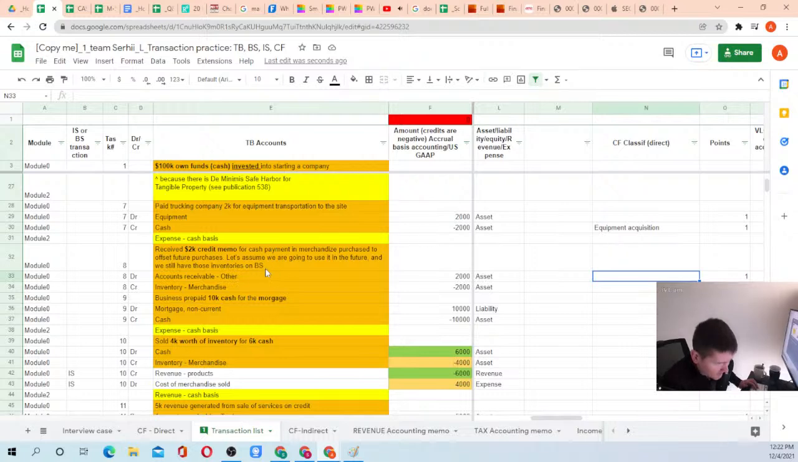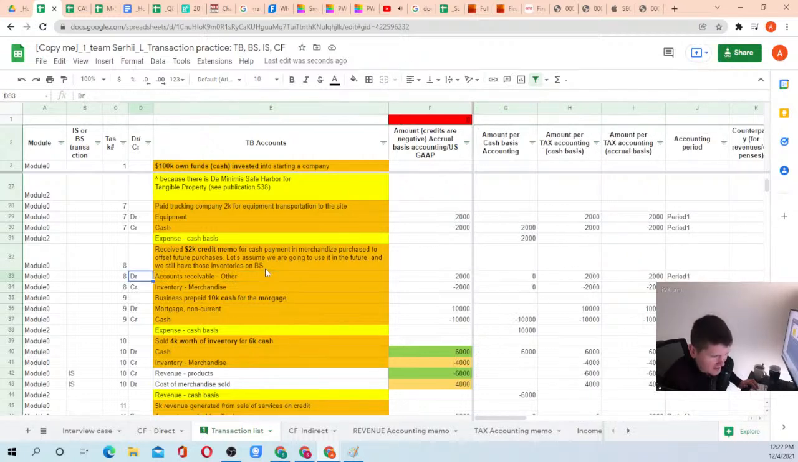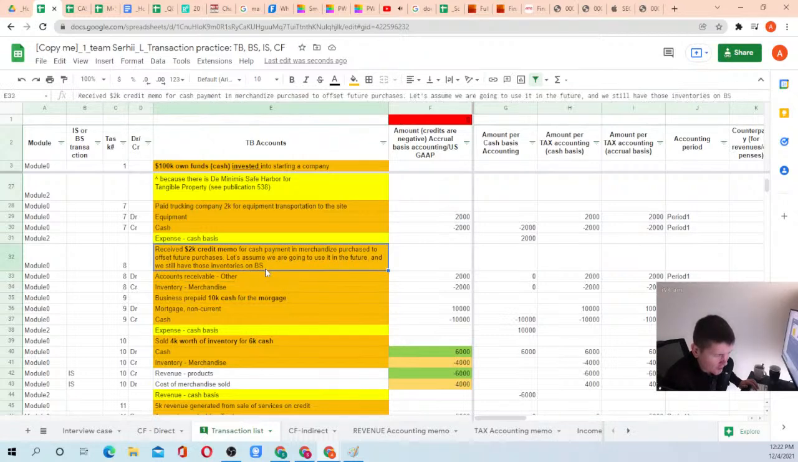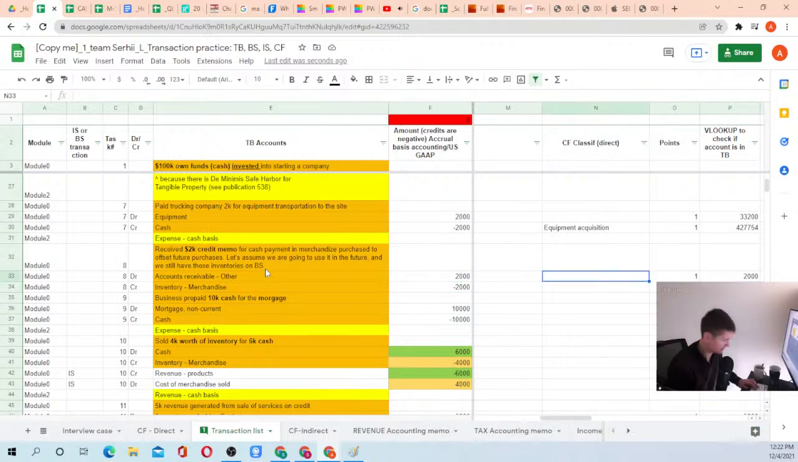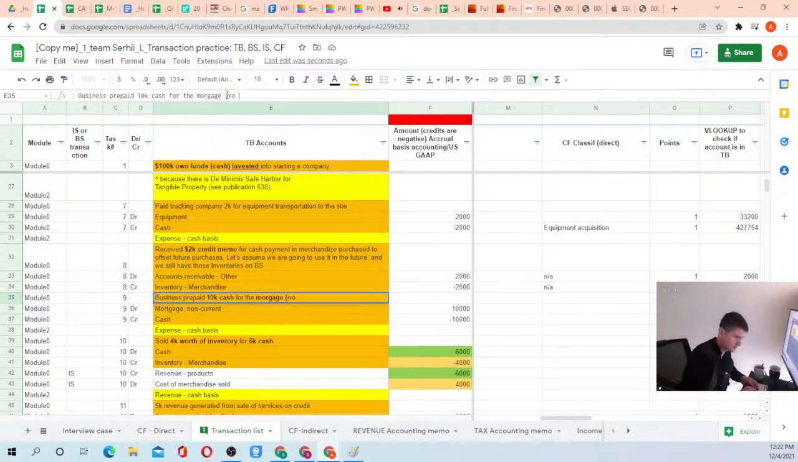Now we have received a credit memo for cash payment in merchandise purchased to offset future purchases, and we recorded it to accounts receivable and inventory merchandise, and that is totally non-cash, and not applicable for direct method. No cash is involved. Now we prepaid $10,000 for the mortgage and no interest.